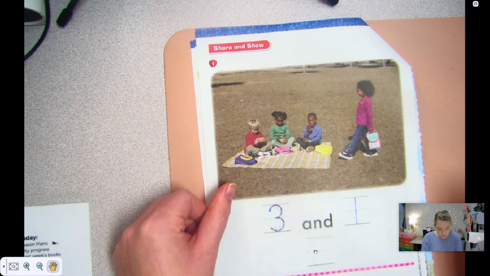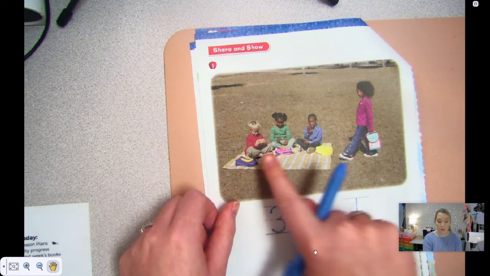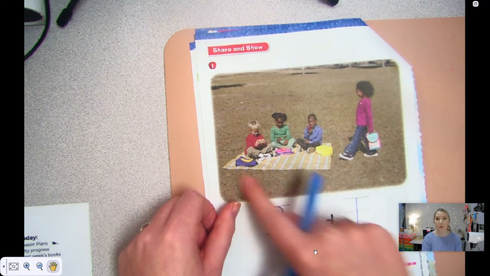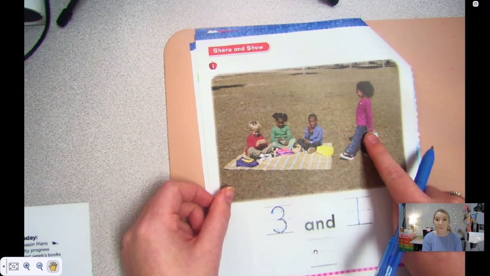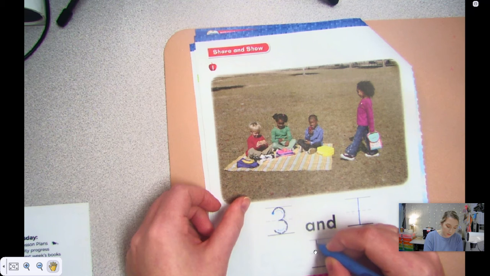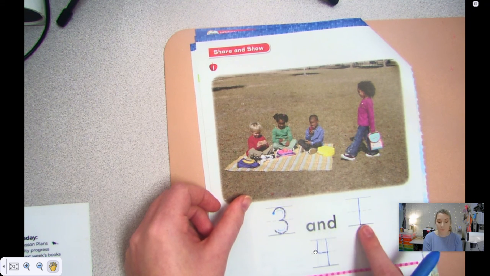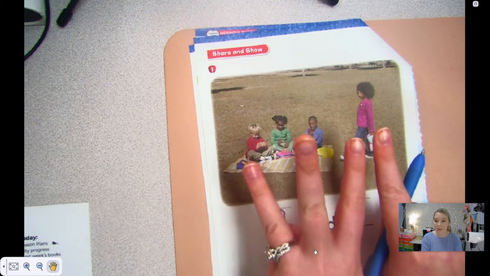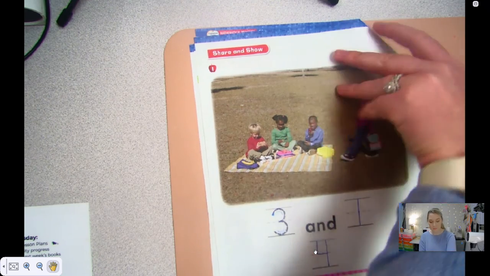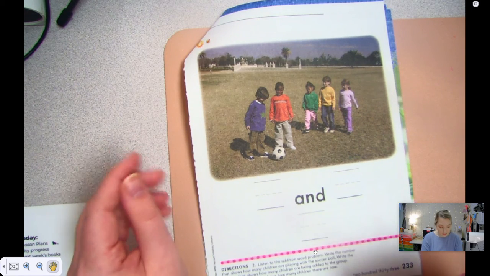And now we need to write the number that shows how many children we see all together. Okay, how many children do you see in this picture? How many friends are there? 1, 2, 3, 4. And we're going to write the number 4 in this box down here. 3 and 1 make 4. So we had 3 children, we added 1 friend, and altogether that makes 4. Great job. Ooh, they took away our tracing.